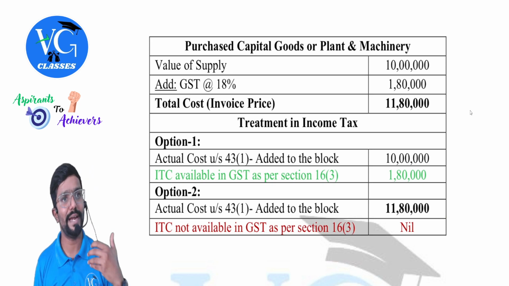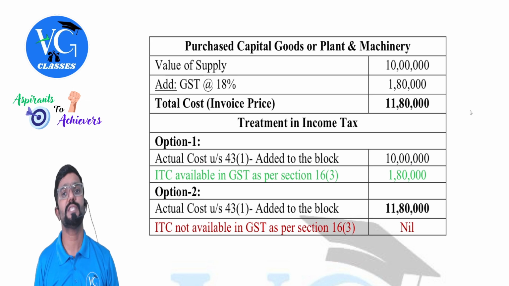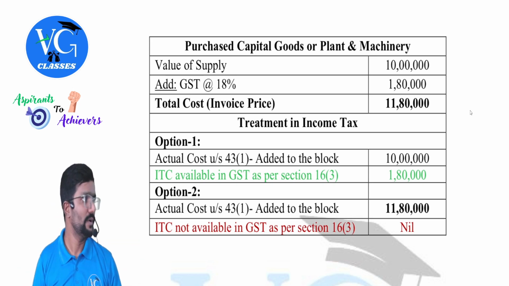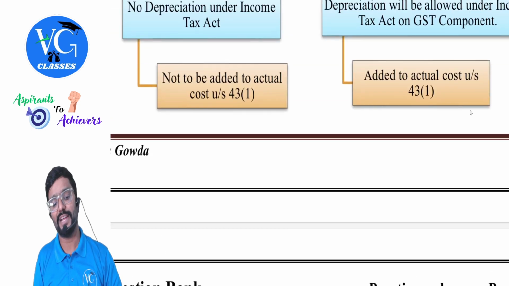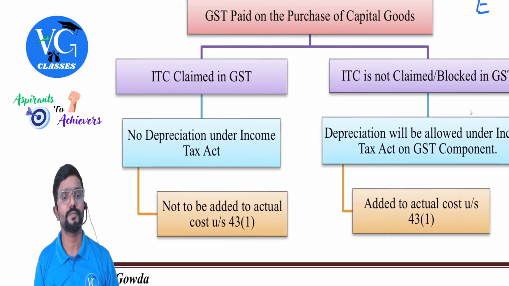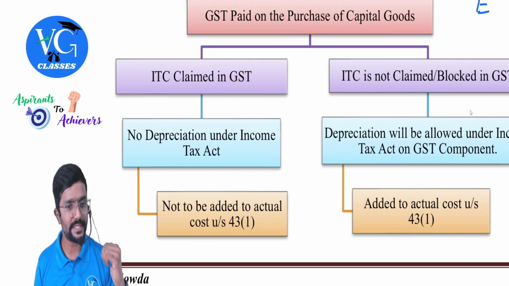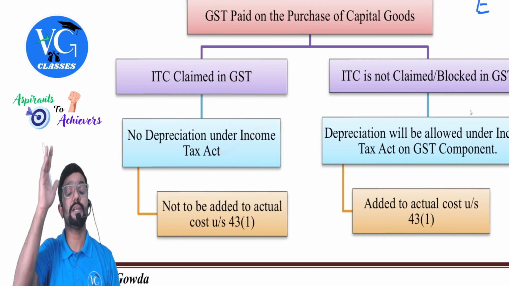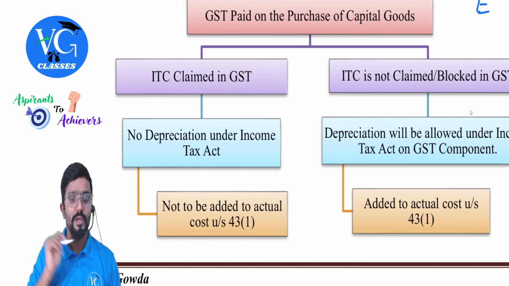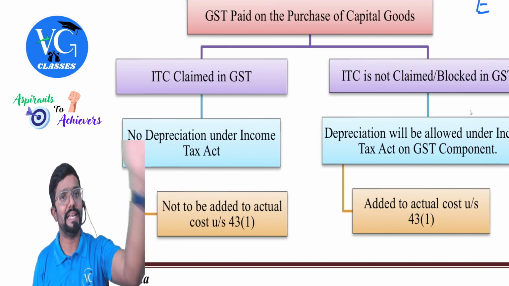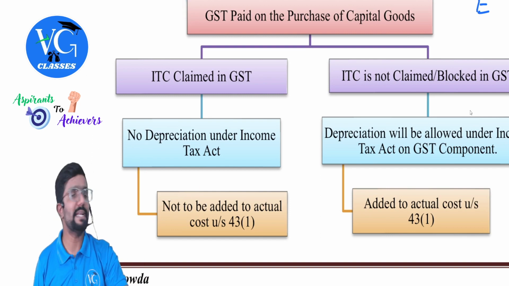Yes. If you remember, I had explained this even when I was covering section 43 subsection 1, under the depreciation topic. Now, if I have to summarize through a chart, it is like this, guys. GST paid on the purchase of capital goods or plant and machinery. First check, is ITC claimed in GST? If yes, then no depreciation under income tax on GST, not to be added to actual cost. So what will be the actual cost as per my example? Only 10 lakh.